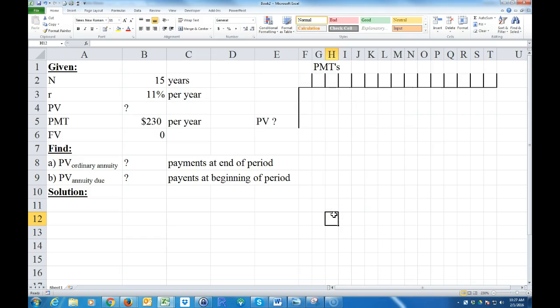So for your visual people, that's what's going on, and our R is 11%. So if I want 15 payments, what am I going to have to pay right now if I'm able to earn 11% of my money? At the end, I'm not going to have any money, so there's no future value coming in. Okay, so I'm going to copy this down.